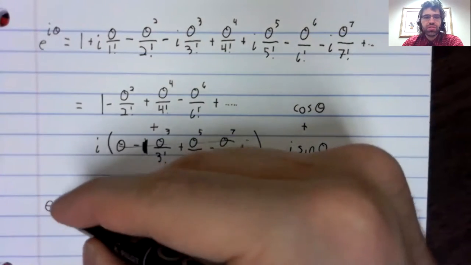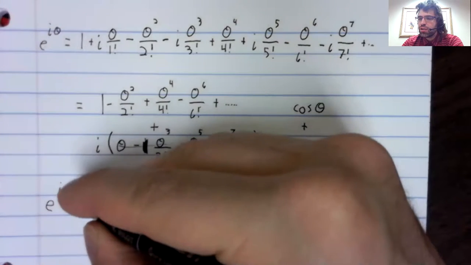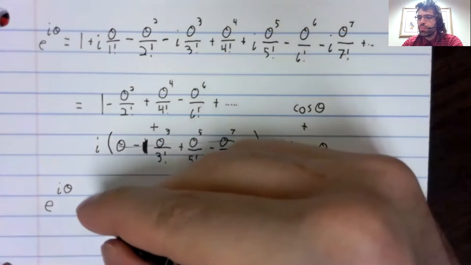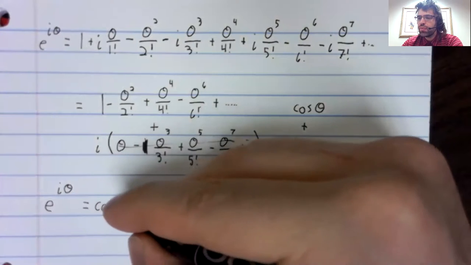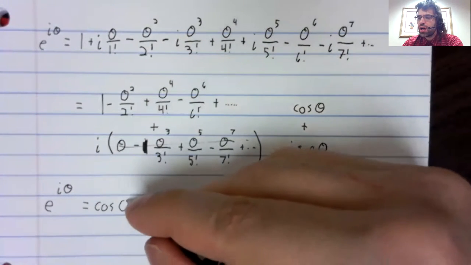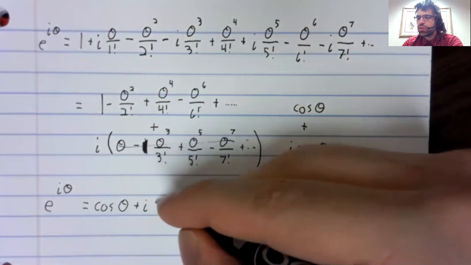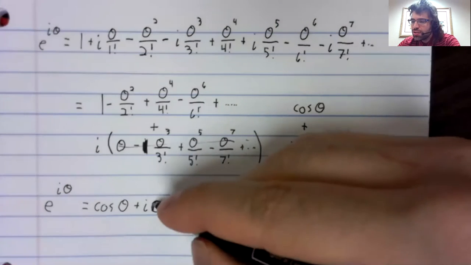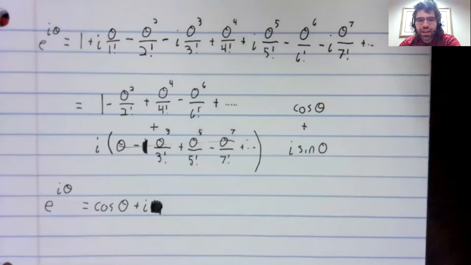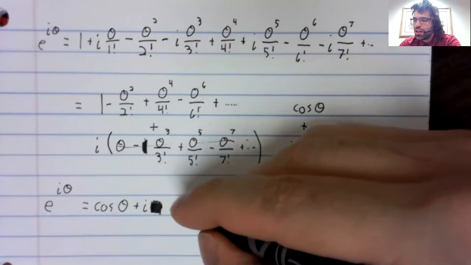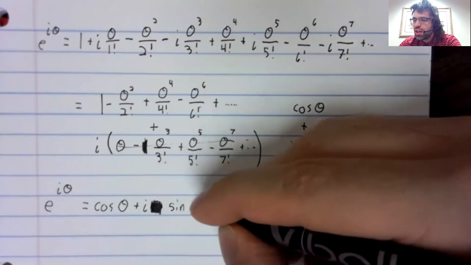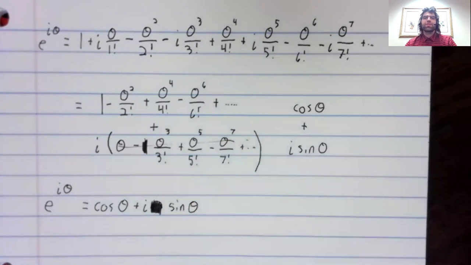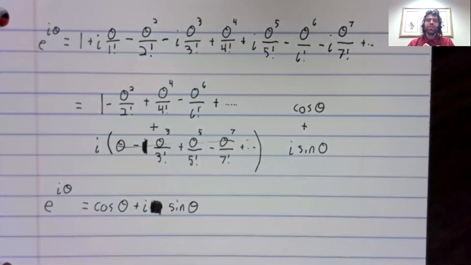And that gives us this incredibly important formula. We use it all the time in the field of differential equations. e to the i theta equals the cosine of theta plus i times the sine of theta.